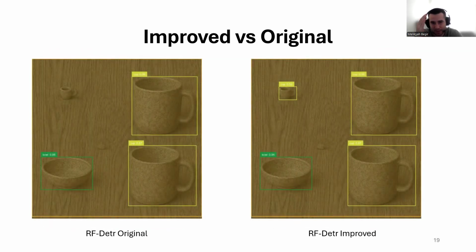Here's an AI generated photo. I try to camouflage the cups, but for the small version of the cup, the improved one can detect them, but the original one cannot detect the small one.